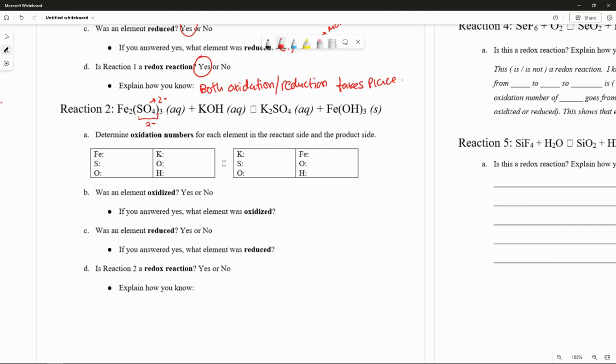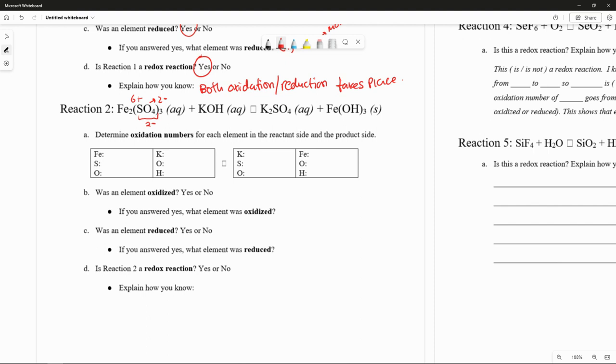So 2, and there's 4 oxygens. So negative 2 times 4 is negative 8, but it has to equal negative 2. So negative 8 plus sulfur equals negative 2. And so we know that sulfur is going to be plus 6. So based on this information, we can determine that since oxygen is 2 minus, sulfur is going to be 6 plus.